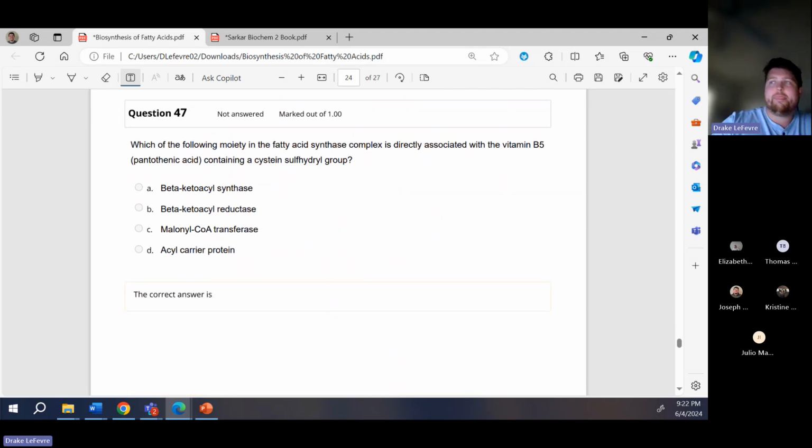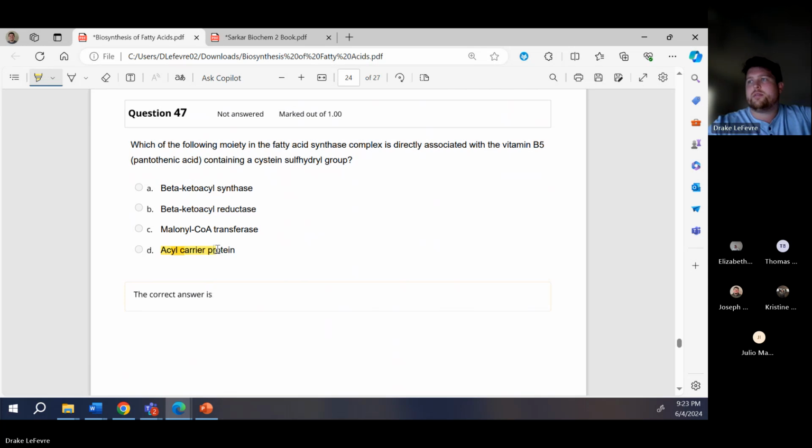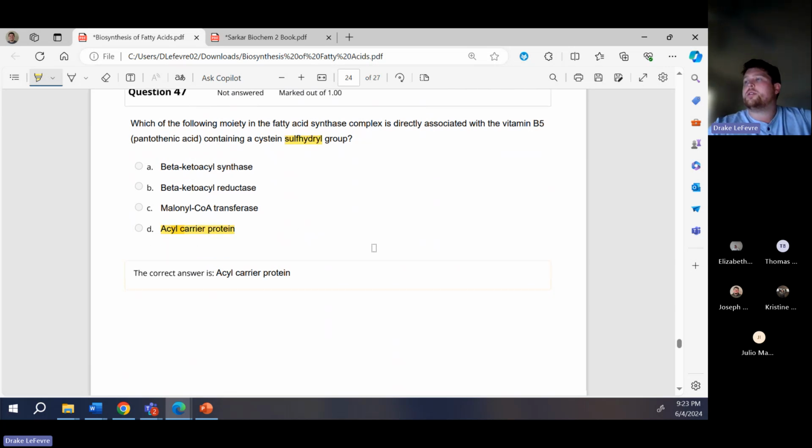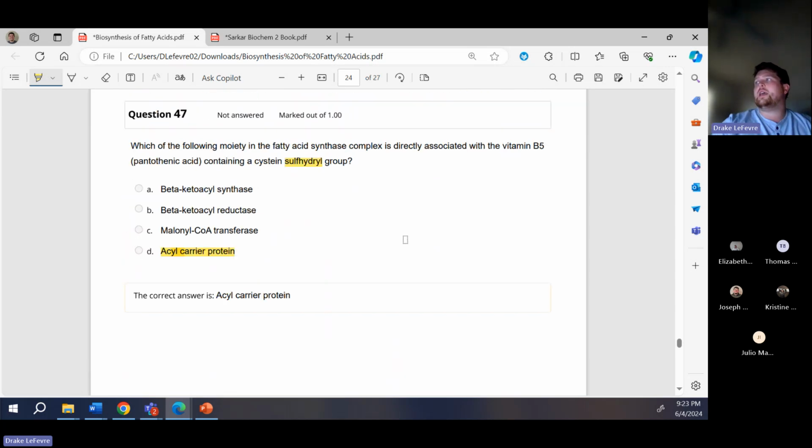Question 47. Which of the following moieties in the fatty acid synthase complex is directly associated with the vitamin B5 containing a cysteine sulfhydryl group? I'm just going to give you the answers so we start to recognize things and can keep studying. That's acyl carrier protein. So if you ever see sulfhydryl or sulfur containing, think acyl carrier protein. Make that connection in your brain.